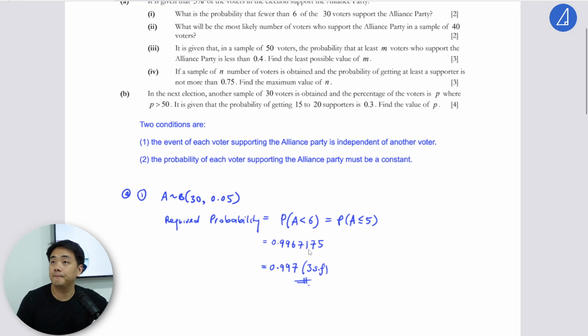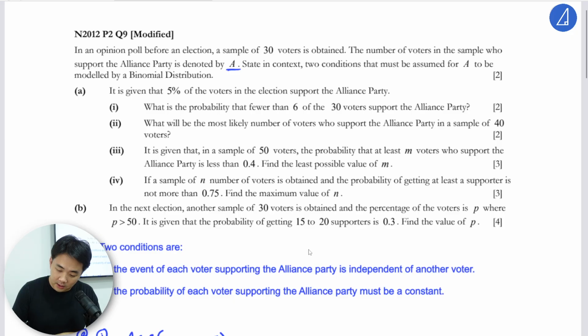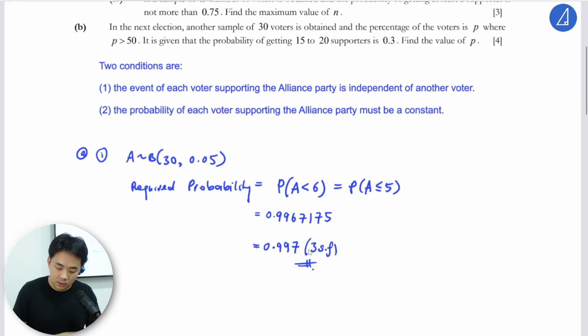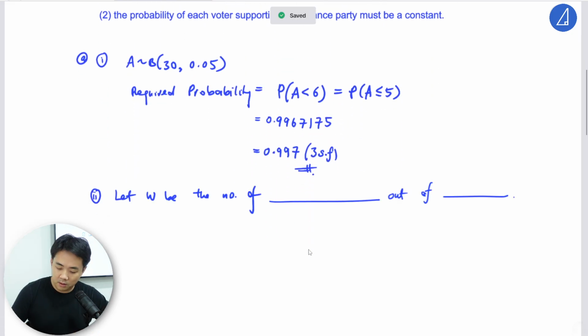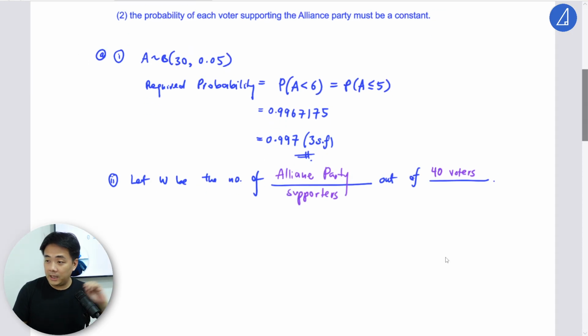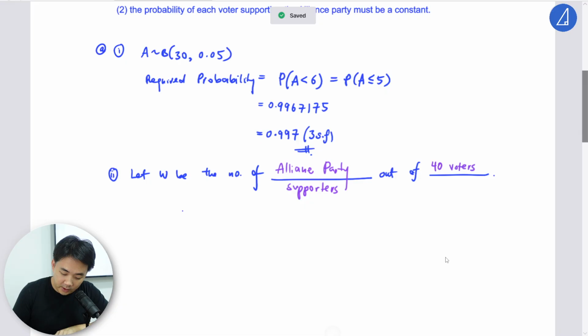Done. For part 2, you take a sample of 40 people and you want the mode. You just name the binomial distribution: let W be the number of Alliance Party supporters out of 40. So W follows a binomial distribution with 40 voters and success rate 0.05.